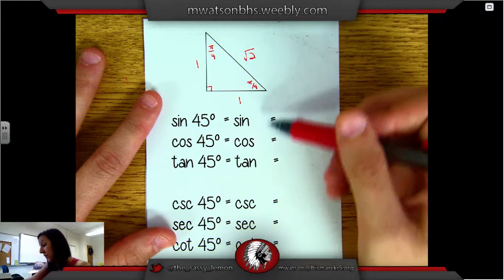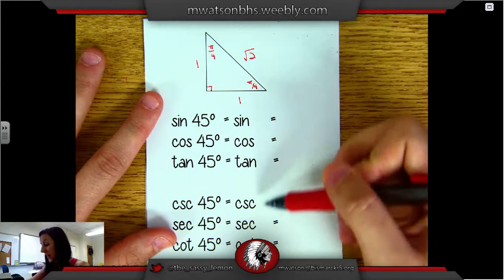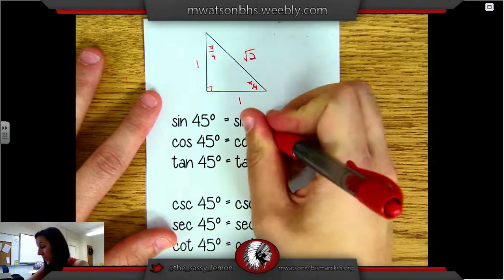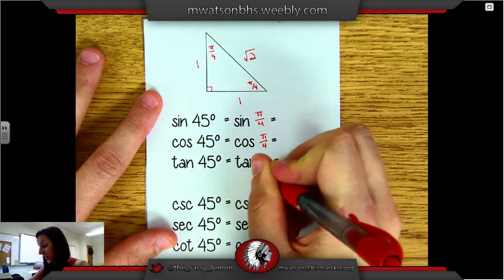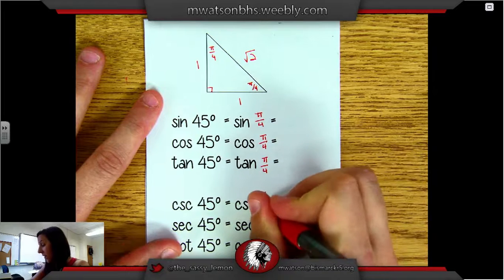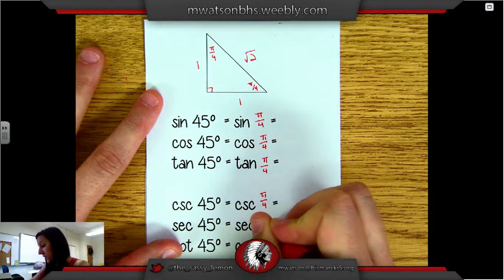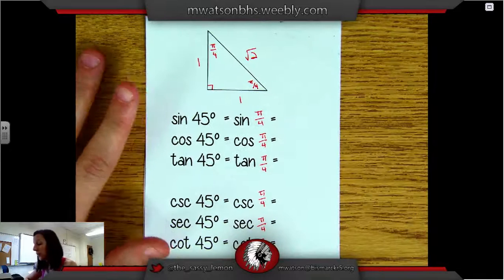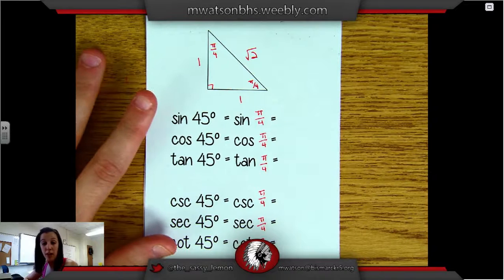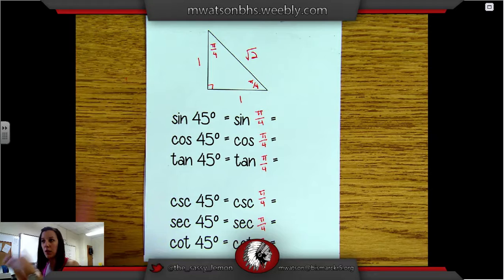So when you go over here to this column, you'll see I left it blank. I want you to write in pi over 4 because that's the way we're going to start thinking. We are changing the way we think from degrees to radians. So when you see 45 degrees or you see pi over 4, you should immediately be able to think in your mind of the other one.